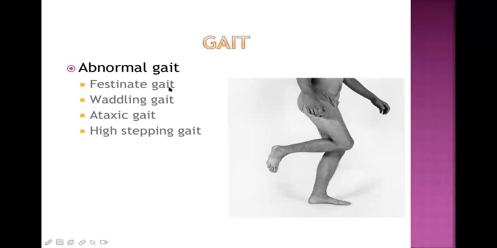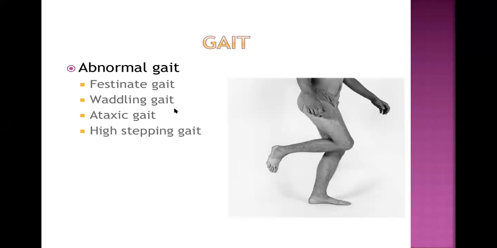Now festinate gait. Festinate gait is seen in which condition? Any answer? Parkinson disease. Very good. This is seen in Parkinson disease. Parkinson disease is a neurodegenerative disorder of our brain, especially the extrapyramidal system. Mainly the substantia nigra of the midbrain is affected there. In that condition, the patient has hesitancy. They cannot walk smoothly. So this type of gait is called festinate gait.